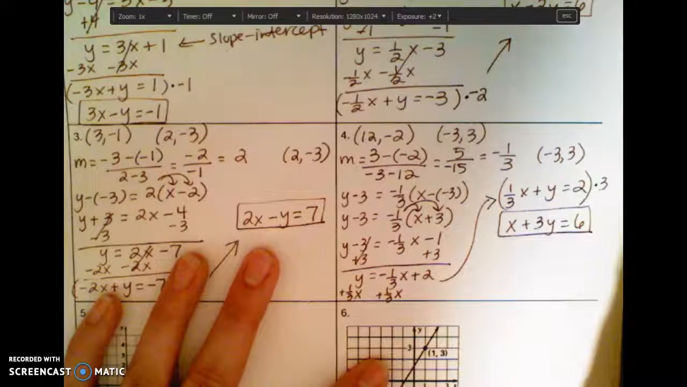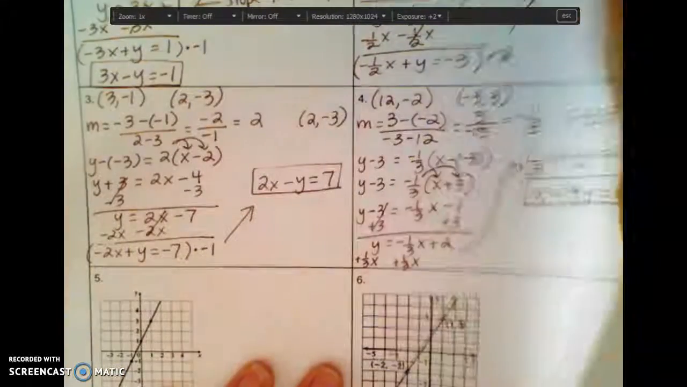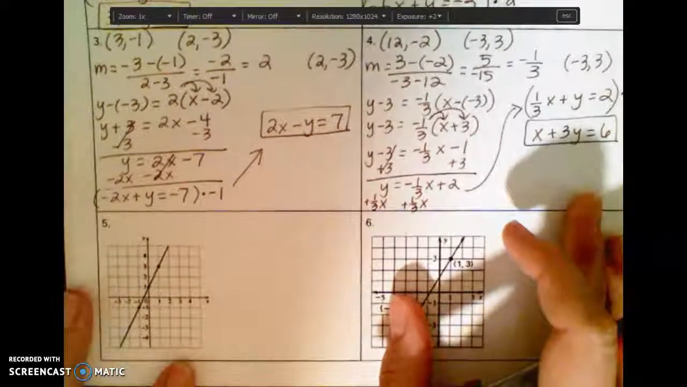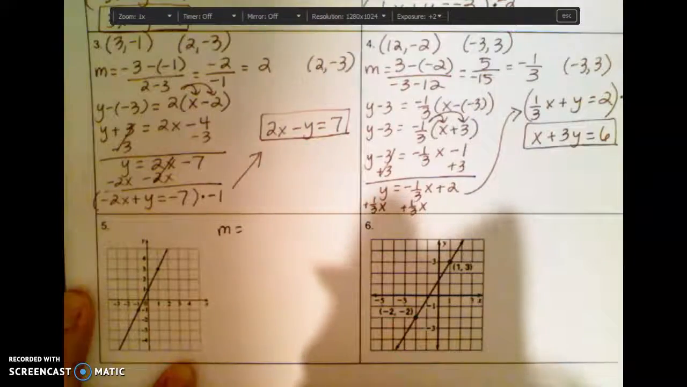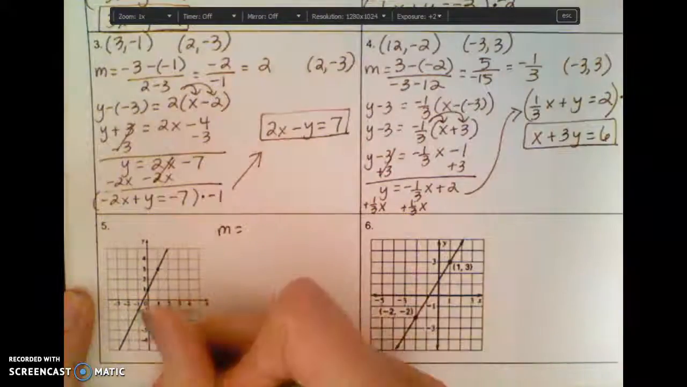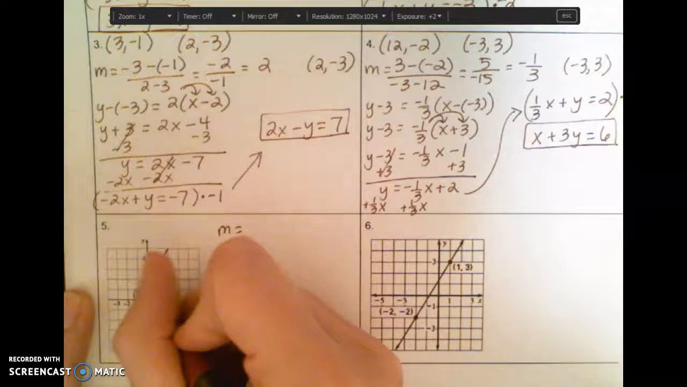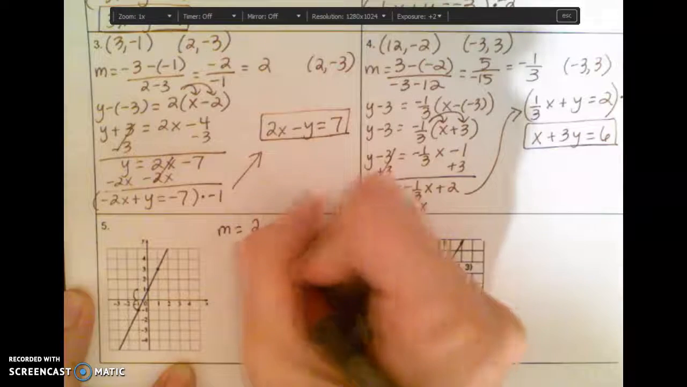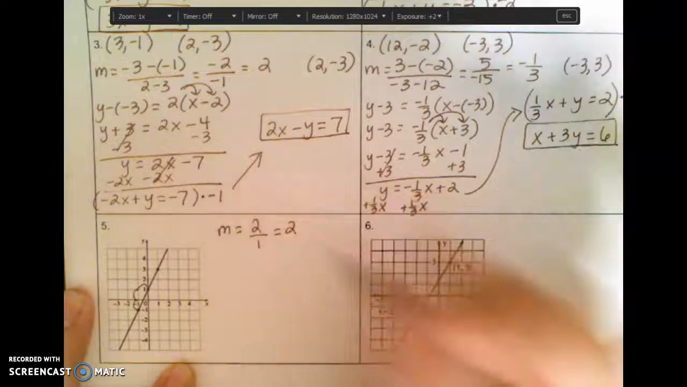So we know how to write the standard form equation from a slope and a point, from 2 points. Now let's look at graphs. Well, the first thing we need, of course, is our slope. So to find our slope, we're going to count the rise over the run. Let's pick 2 of these nice points. I'm going to start here. I'm rising 1, 2, and I'm running 1. So my slope is 2 over 1, or 2.